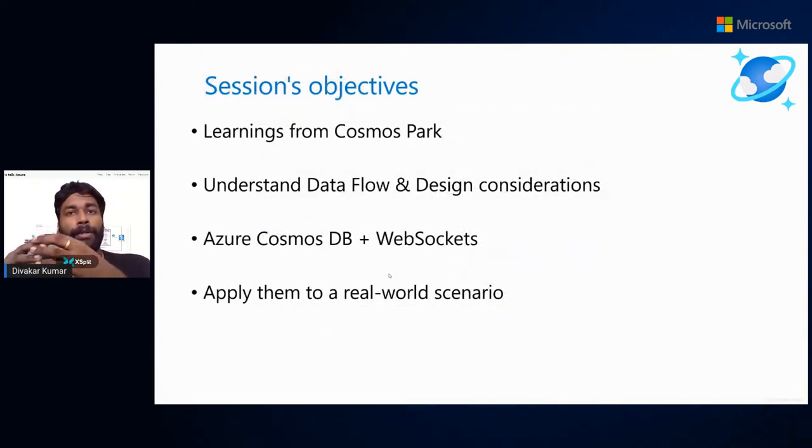The main objective of this session is that I had a lot of learnings while building this Cosmos Spark application, so I'm going to share those learnings with you as well. I want to make sure you understand the data flow between these different Azure components within this application, and some examples when it comes to design considerations: how to choose the right partition key and how you can make use of the change feed in order to do that.